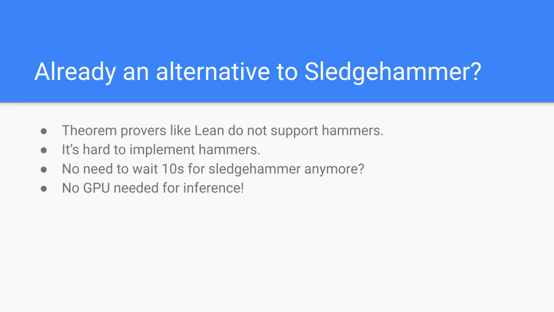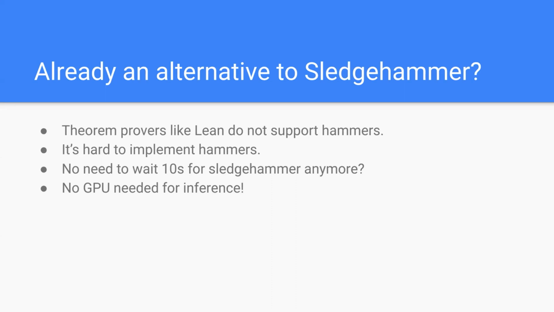Also yesterday, there was a complaint that you actually need to wait 10 seconds for the Sledgehammer. That's more of a joke, but who knows, if we optimize these models, we might get some better runtime. And also, we don't need a GPU, basically, because these premise selection models are just not very demanding in terms of hardware. They're very small, like 15 million parameters. You can just run them on the CPU. So basically, no GPU is needed for inference.